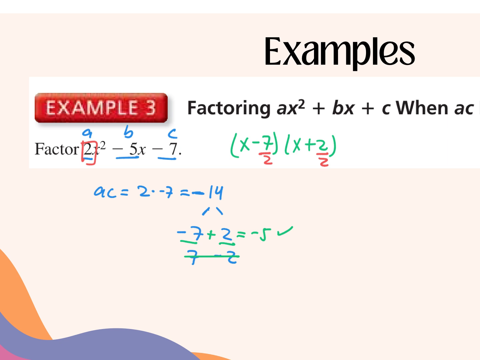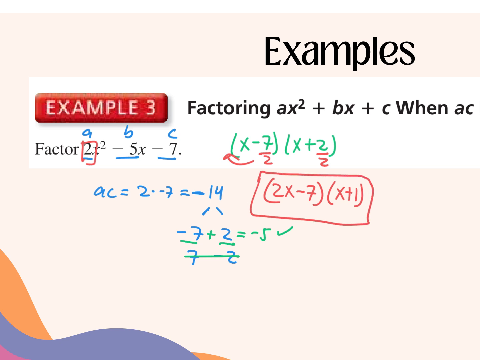X minus 7 divided by 2. 7 divided by 2 doesn't simplify. I'm going to slide that 2 out front. It's going to become a 2x minus 7. X plus 2 divided by 2, divide. It's going to get you an x plus 1. That does simplify. Slide and divide.